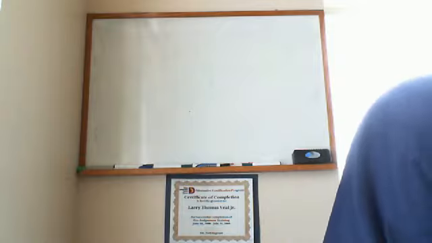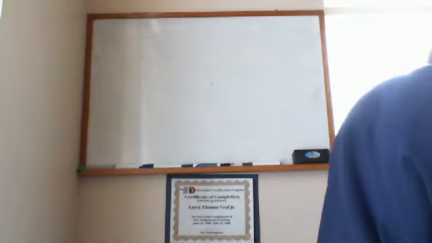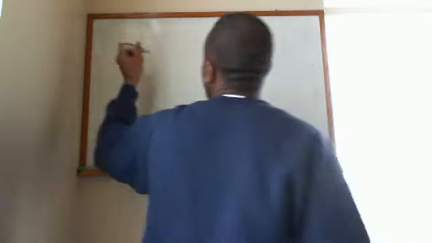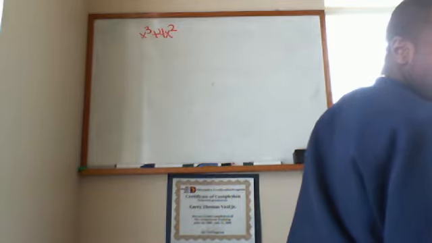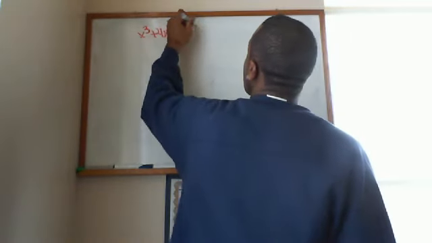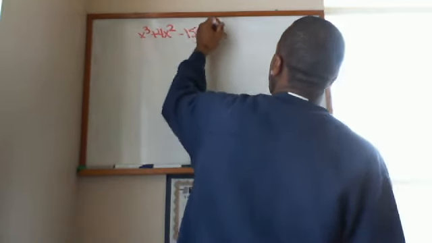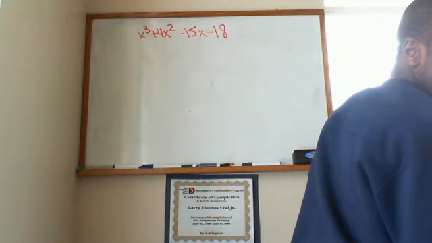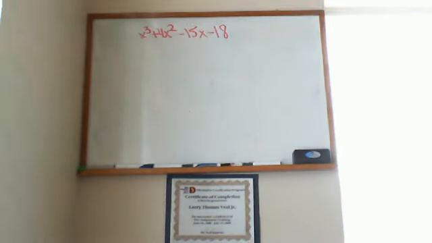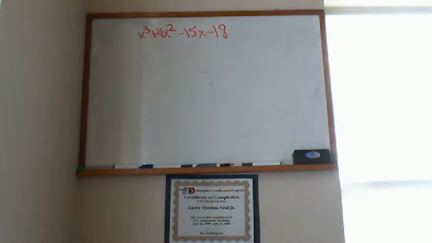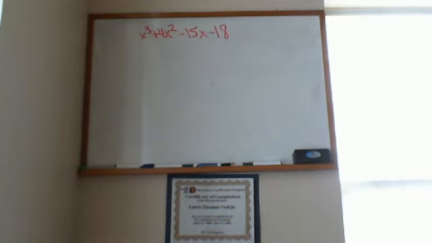x cubed minus 7x. No, I'm sorry. x cubed plus 4x squared minus 15x minus 18. All right, so I'm going to be like the little puppet person, okay? My job is to find the remaining factors of the polynomial after I show that x minus 3 is a factor of that polynomial.